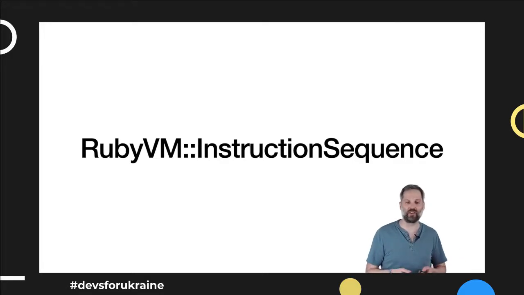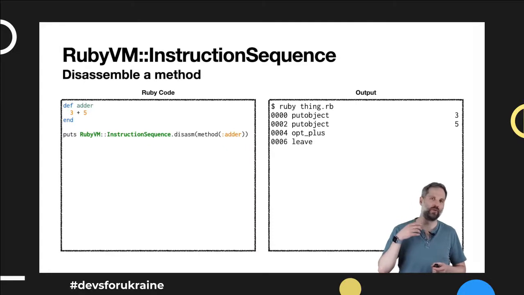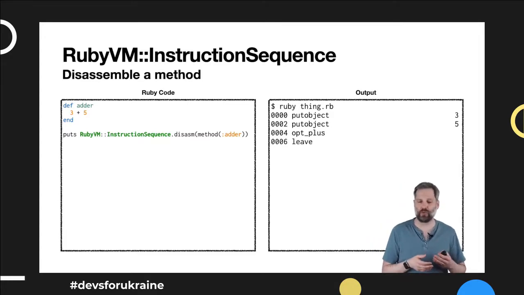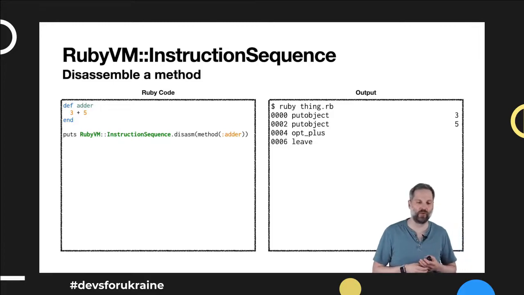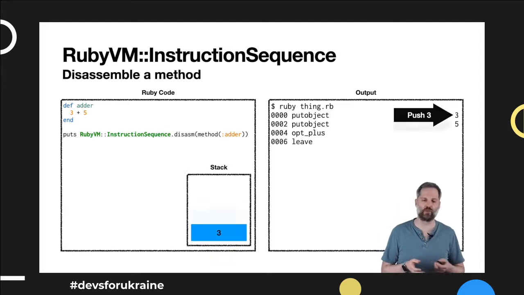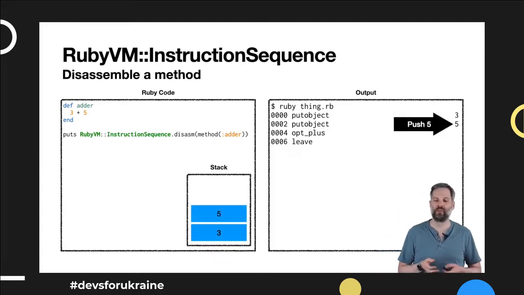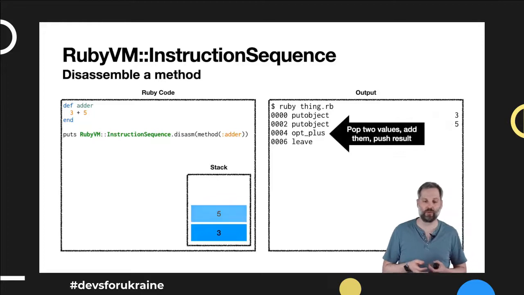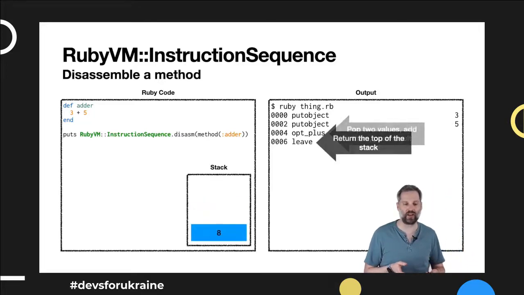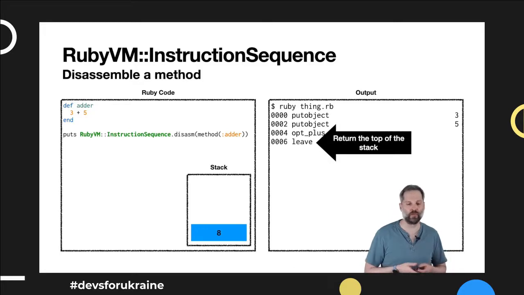We can take this class and say, I want you to access the instructions for a particular method. In this example, we're disassembling the adder function, and if we look at the output, we see it's very similar to the examples that we saw earlier. The instructions just say, okay, push 3 onto the stack, then push 5 onto the stack, then pop the 2 off and add the results. Then finally, whatever's on the top of the stack, return that value.